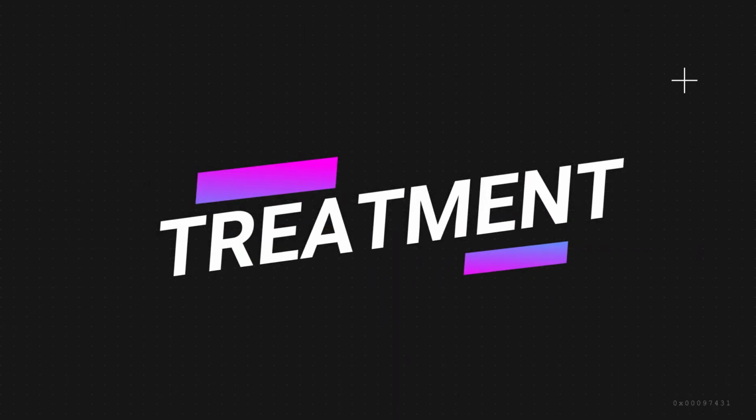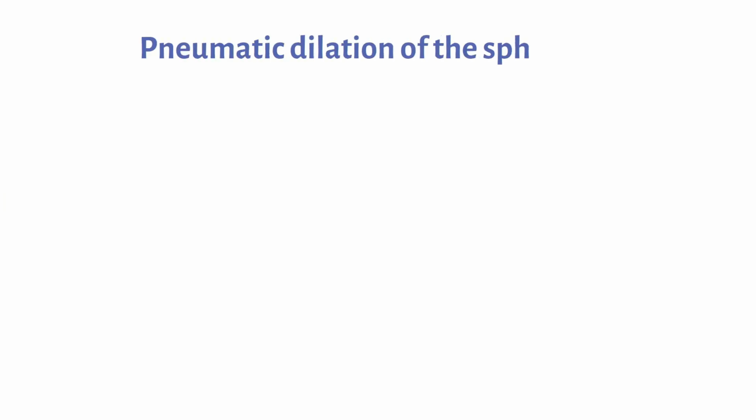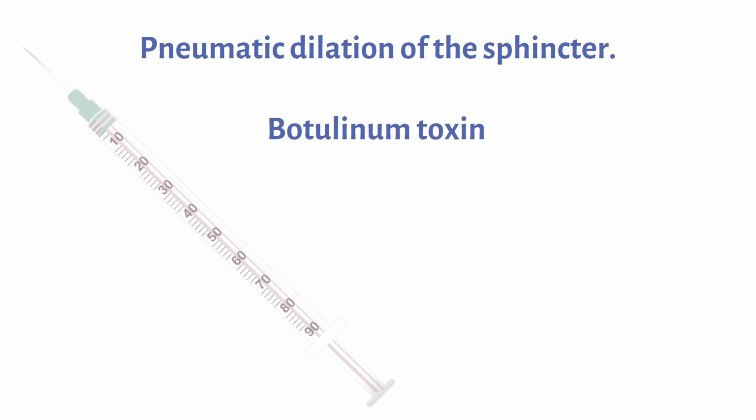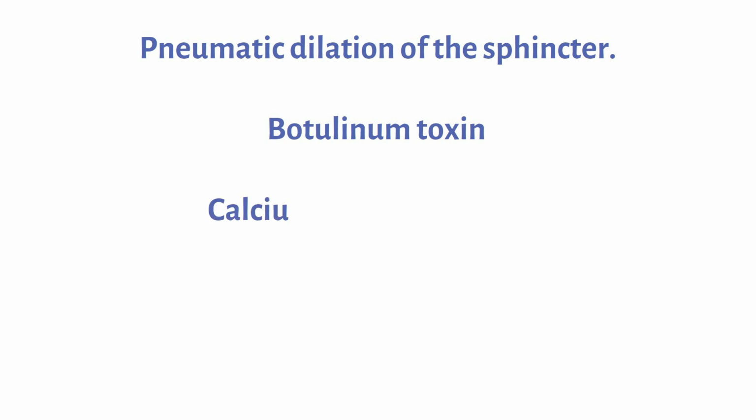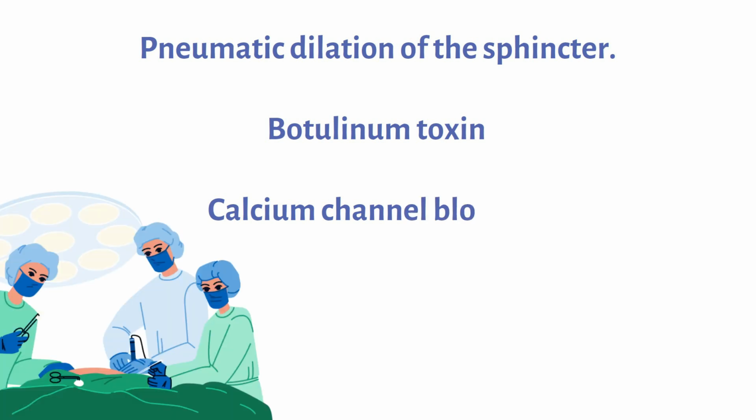It can be treated by pneumatic dilation of the sphincter, where they use a pneumatic balloon under X-ray control to weaken the sphincter, and it's initially successful in 80% of cases. Another treatment approach is botulinum toxin. Inhibition of acetylcholine release by injecting botulinum toxin into the lower esophageal sphincter is effective and produces relief which lasts for several months. For a transient relief of symptoms, we can use calcium channel blockers like nifedipine.